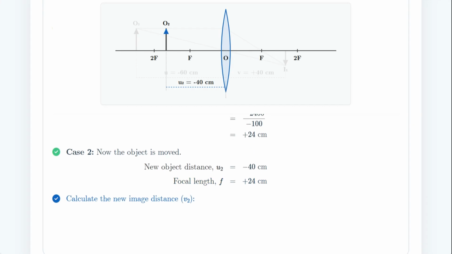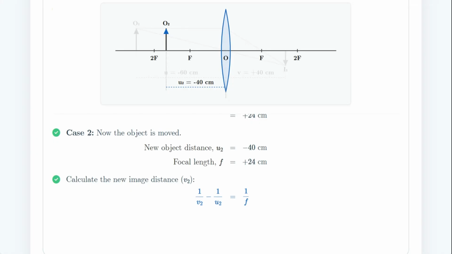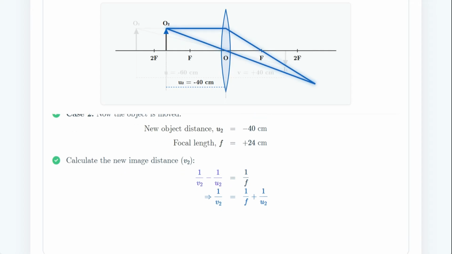Our next milestone is finding exactly where the new image forms. We need to calculate the new image distance, V2. We start by writing the lens formula again, tailored for case 2. 1 by V2 minus 1 by U2 equals 1 by f. We want V2, so let's keep it on the left. Shifting the other term gives us 1 by V2 equals 1 by f plus 1 by U2.